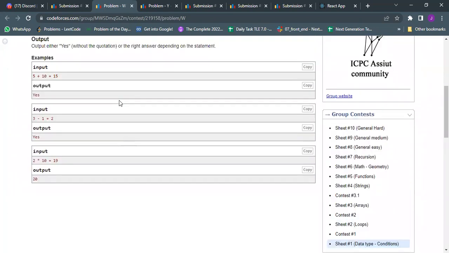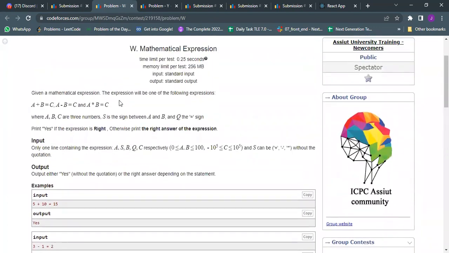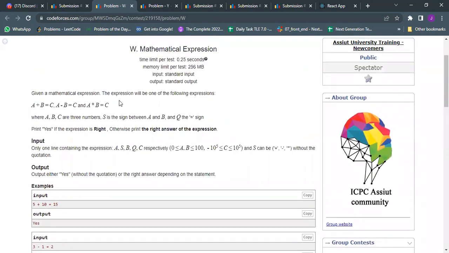Okay, so anyone have doubt in this problem, that problem statement? I will explain the approach after that. No, no. Okay, cool.